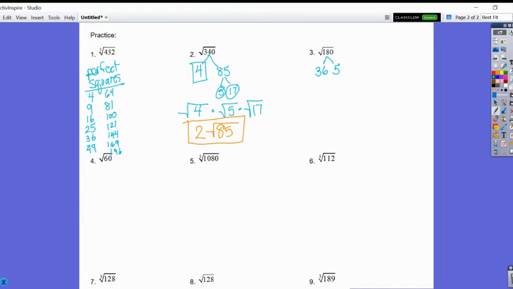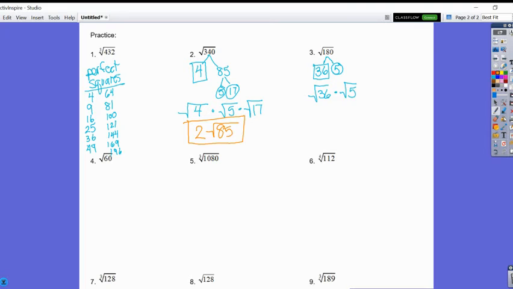And that leaves me with 5. I know 36 is a perfect square, and I know 5 is a prime. So in my head, instead of thinking about the square root of 180, I'm actually thinking about the square root of 36 times the square root of 5. What do you notice there?